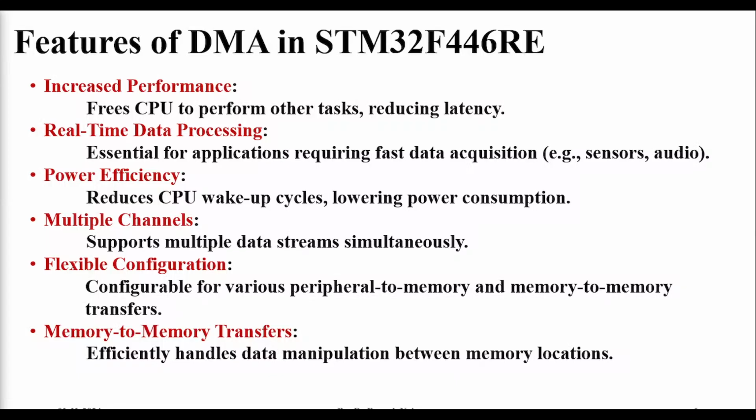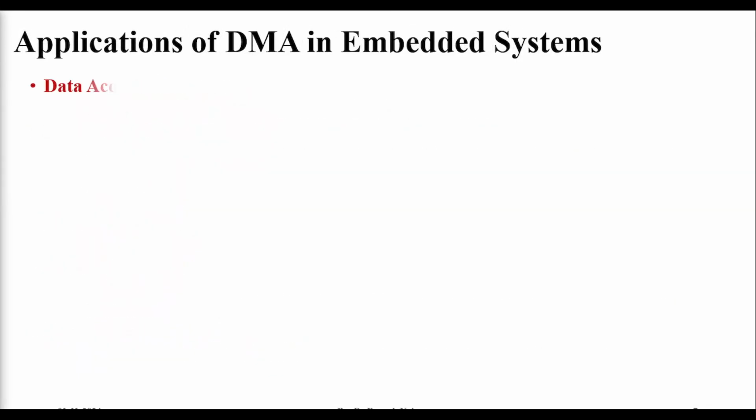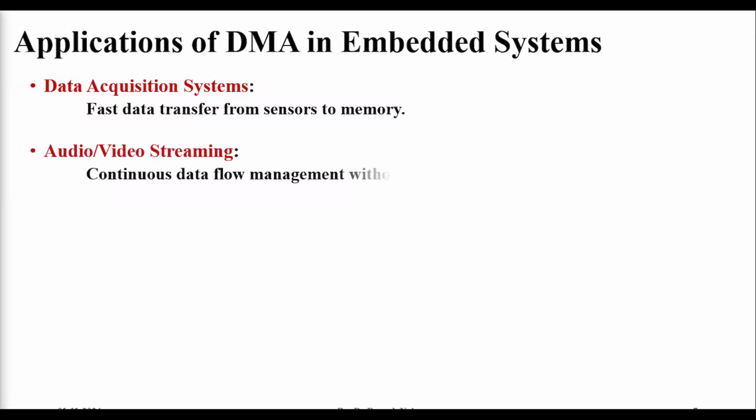What are the different applications of DMA in embedded systems? For that, DMAs are generally used for data acquisition, where we need fast data transfer from a sensor to memory. That means the data of a sensor can be directly saved into the memory in a much faster way without intervening the CPU. Second, it can be used for audio or video streaming.